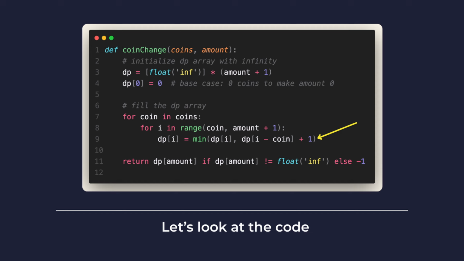At each step, dp[i] becomes the minimum of its current value, and dp[i - coin] plus 1. Finally, if dp[amount] is still infinity, it means it's impossible, so we return -1. Otherwise, we return dp[amount], and that's how we solve the coin change problem using dynamic programming.